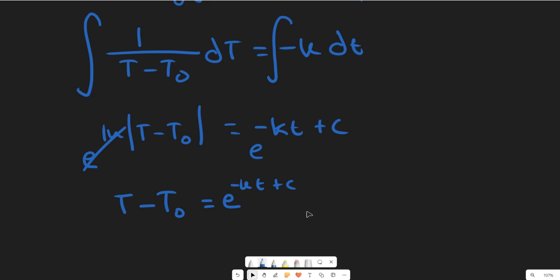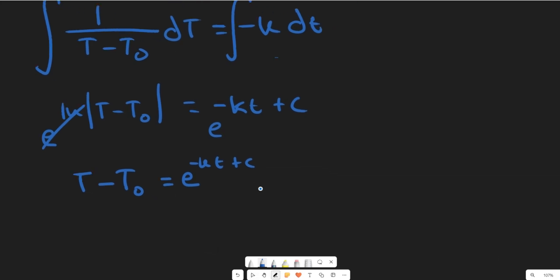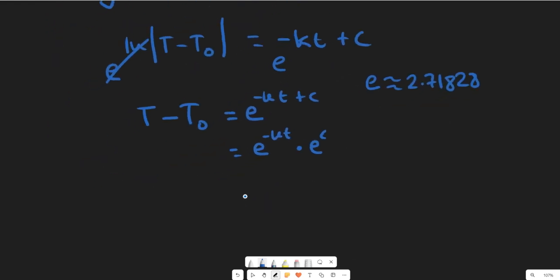Now, what you should recognize is that if you have the same base, you can add powers, so we can actually break this up and write it as e to the power of negative kt times e to the power of c. Now, note that e is actually a constant, approximately equal to 2.71828, right? And c is just some number. So this entire term is just some number.